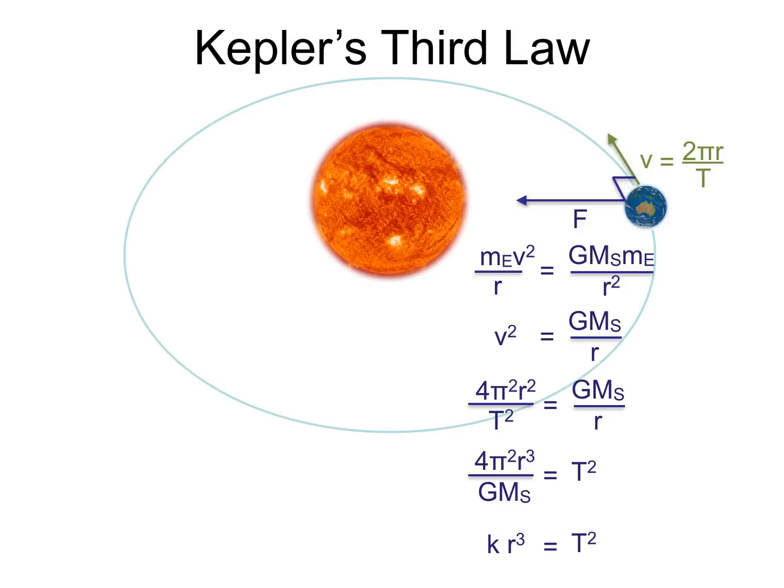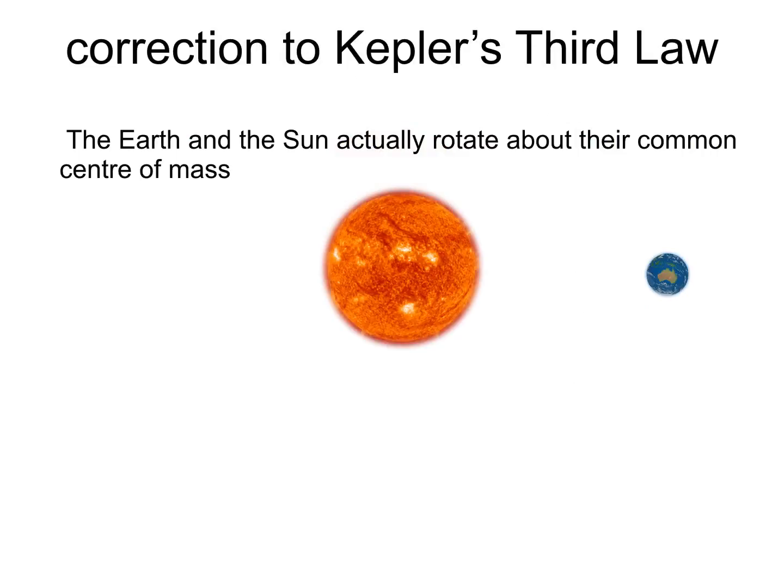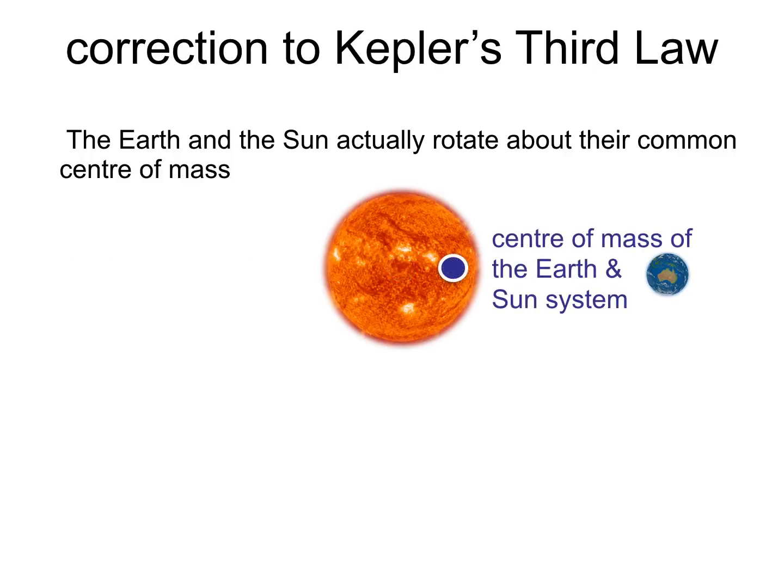It's not entirely accurate because it is not a circular orbit, and there are a few other things to consider when we're looking at planetary motion. So we do need to correct a few of these things, and mathematically that has been done. For example, the Earth and Sun actually rotate about their common centre of mass, because they're both attracting each other due to gravitational attraction. The centre of mass of the Sun is in the geometric centre of the Sun, but the centre of mass of the Earth and Sun system is somewhere away from the centre of the Sun, but still within the Sun.